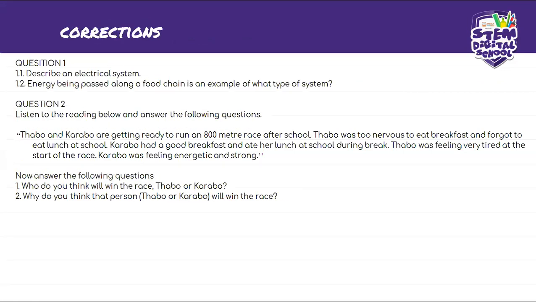Okay. So this is the question. It says, describe an electrical system. Energy being passed along a food chain is an example of what type of system? Read the following extract and then answer the following questions.